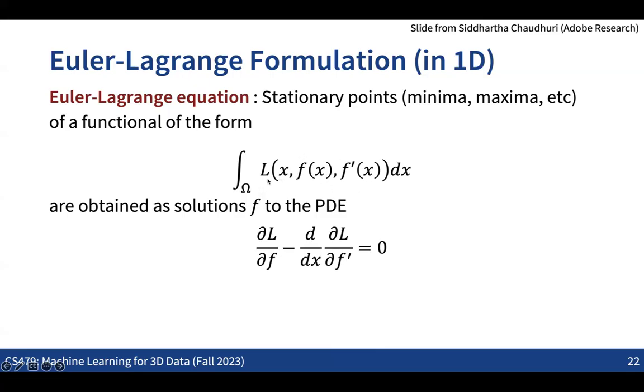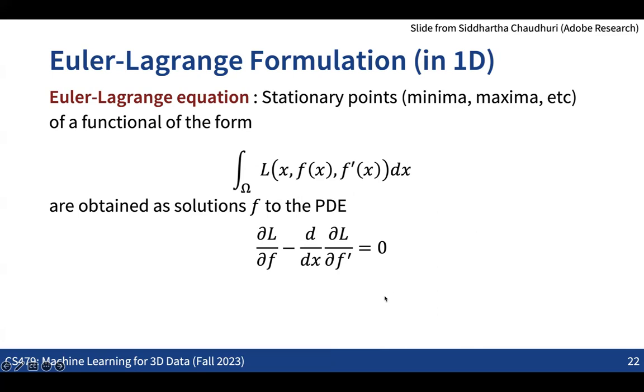Given any kind of function L here, the solution function f can basically be obtained by solving this PDE formulation. So basically, the stationary point of this integral, either the minima or the maxima, and the function either minimizing or maximizing this integral can be obtained by solving this PDE formulation. So that's the basic idea for the Euler-Lagrange equation.